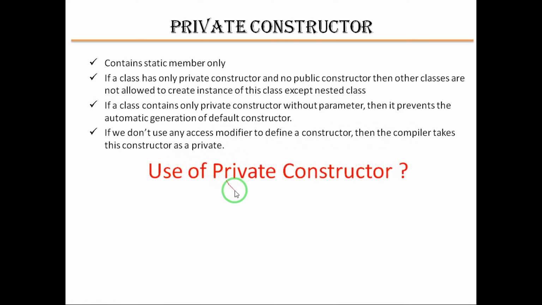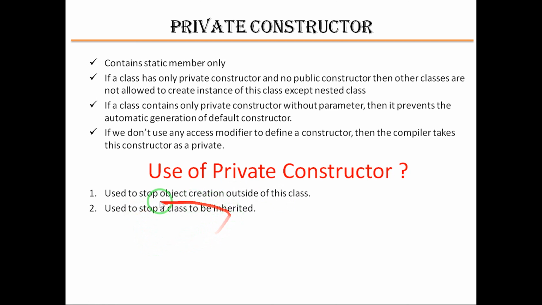Use of private constructor. A private constructor is used to stop object creation outside of this class. This also prevents inheritance. If we want that other classes should not inherit a base class, we can make the constructor of the base class private, so the derived class cannot inherit that class. So this is used to stop a class from being inherited.